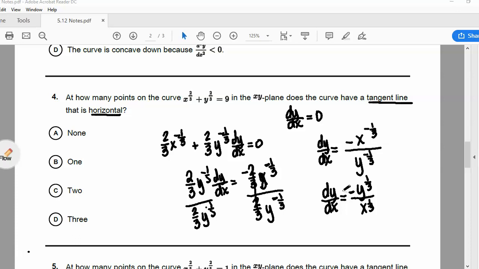And so if this is horizontal, that means we get 0, which means that the numerator would have to equal 0. So we would have negative, well, you don't have to include the negative. You can, it doesn't matter. I'm not going to. We got y to the 1/3, the cube root of y, equals 0. You're just going to get y equals 0 for that.